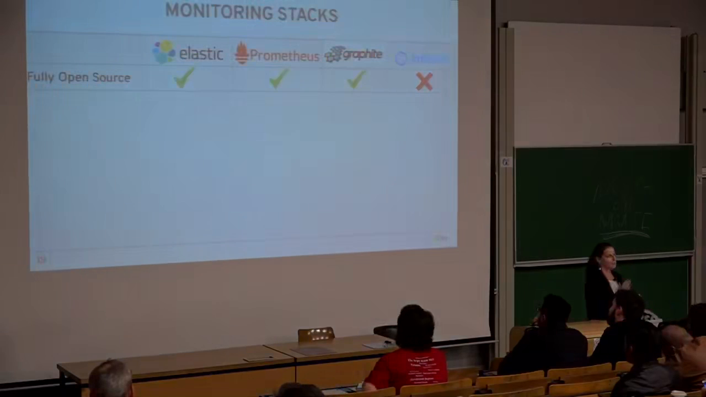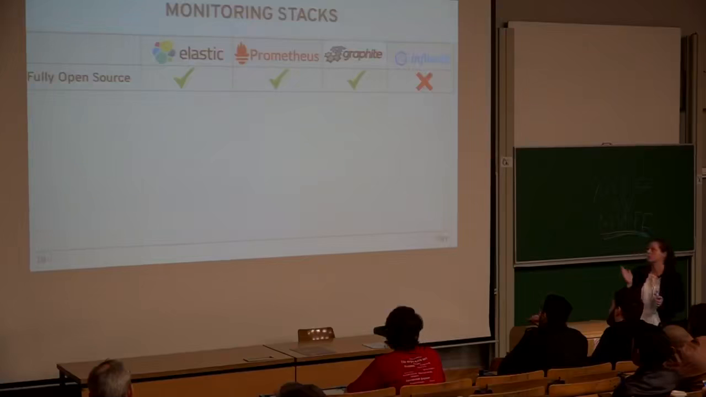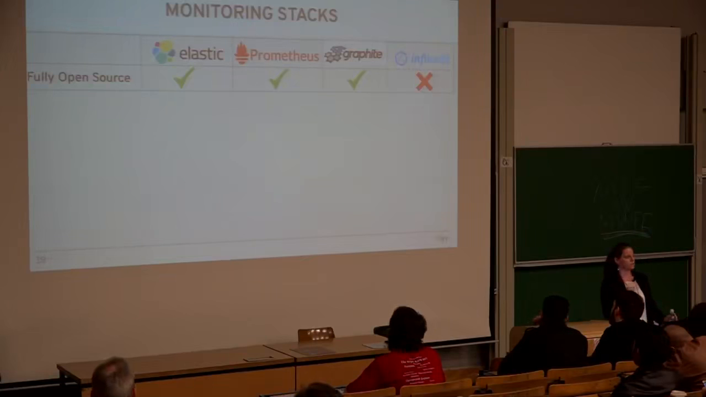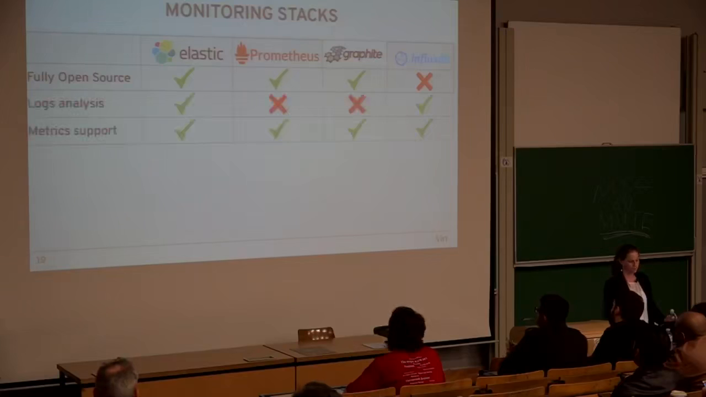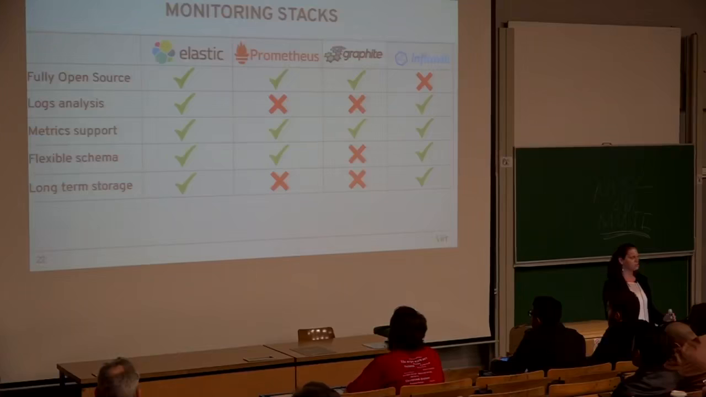When we examined the following stacks, Elasticsearch, Prometheus, Graphite, and Influx, the main issue for us, the first point, was that it is fully open source. So this took InfluxDB out of the equation. And we wanted to have support for logs and metrics, a flexible schema, long-term storage, and to be able to scale the monitoring solution for large environments.